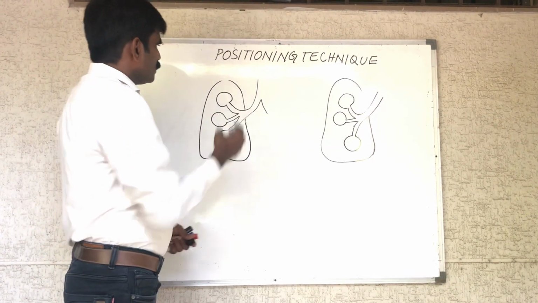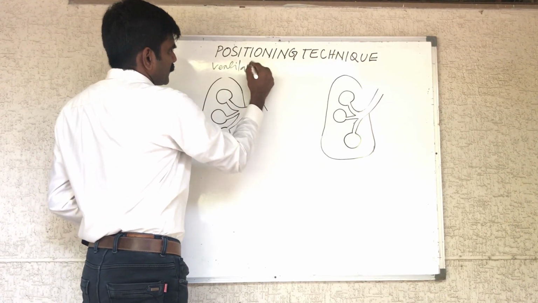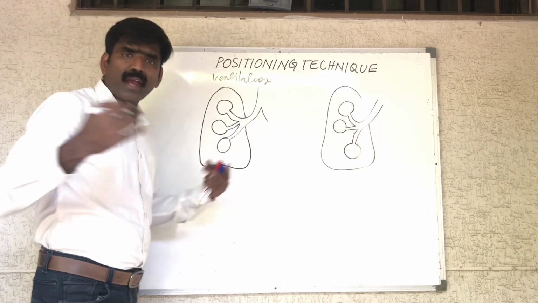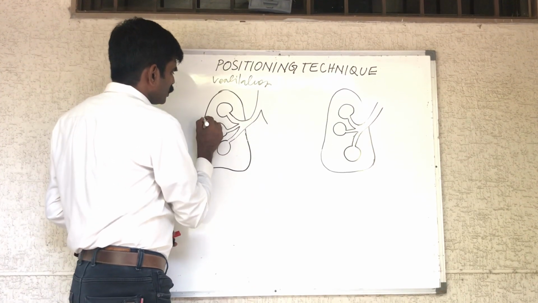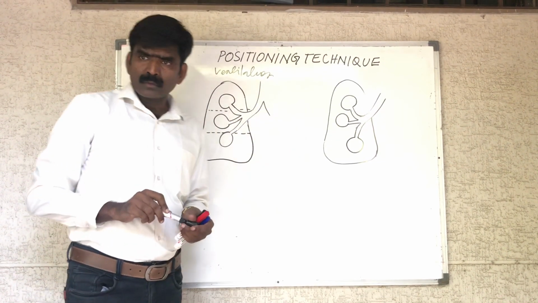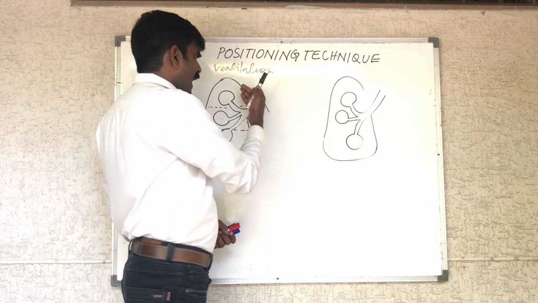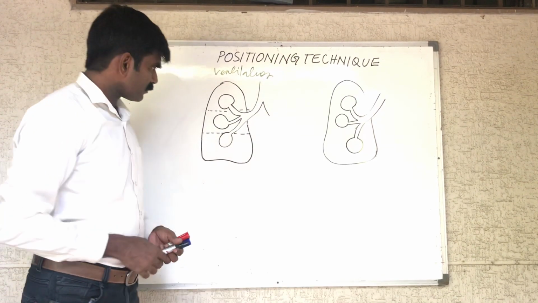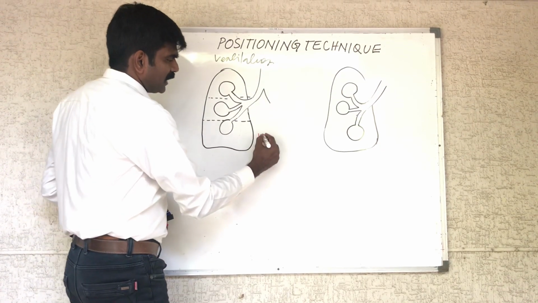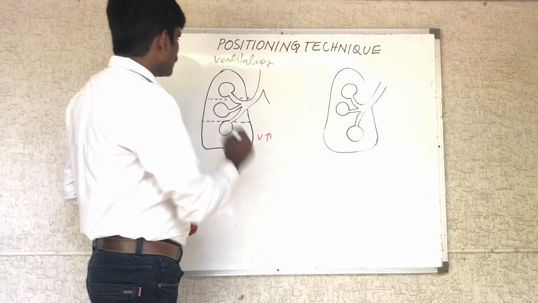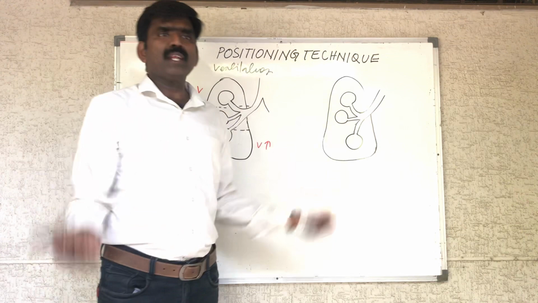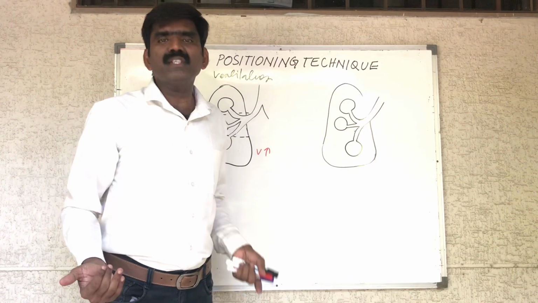So ventilation, what do you think, will the ventilation be higher in the upper zone? You know, the lungs are divided into three zones: upper zone, middle zone, and lower zone. Will the ventilation be higher in the upper zone or lower zone? The answer is lower zone. In the lower zones, ventilation is high when compared to the upper and middle zones. Or in other words, the ventilation progressively increases.